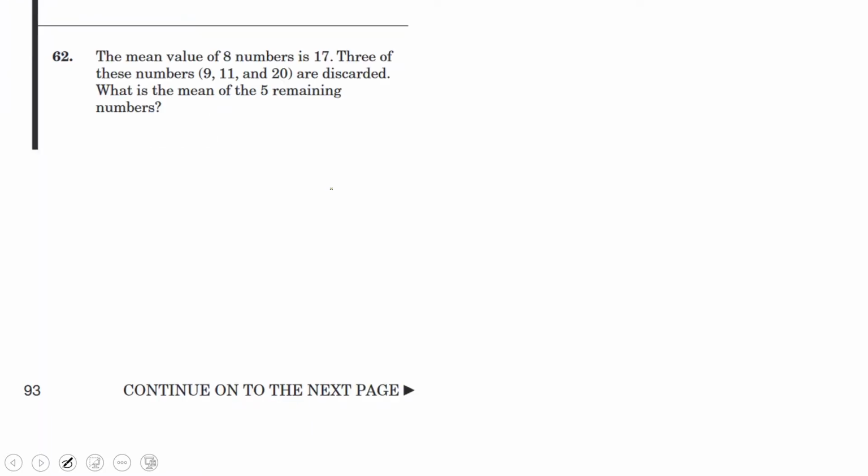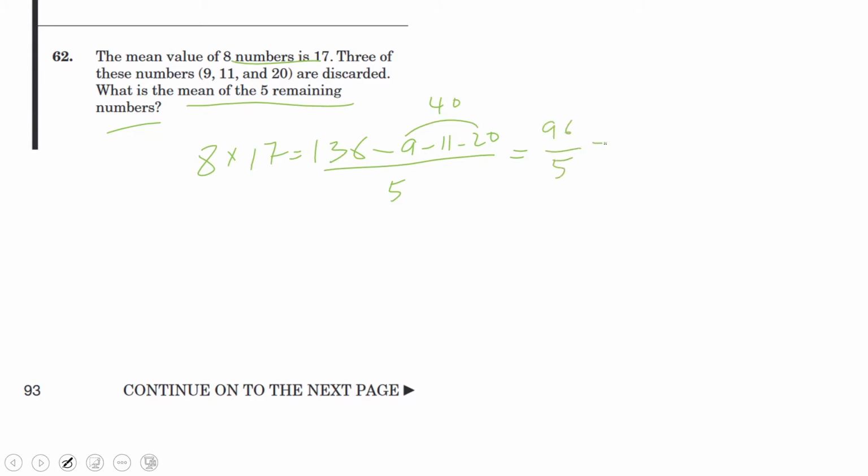Next. The mean value of 8 numbers is 17. 3 of these numbers, 9, 11, and 20, are discarded. What is the mean of the 5 remaining numbers? Alright, so the sum of the 8 numbers is 8 multiplied by 17, which is 136. Now, let's remove 9, 11, and 20 and divide by 5. So this is 40 total. So it's going to be 136 minus 40, that's 96 over 5, which is 19.2.